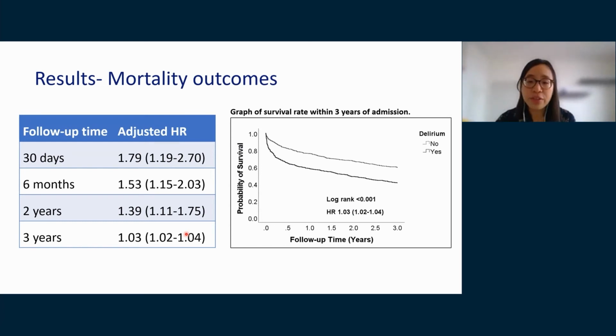So this is the risk of death across different follow-up periods. The risk of death differs significantly between patients with and without delirium, and is highest and most concerning within 30 days of admission, whereby the risk of death increased in the delirium group by 79%.